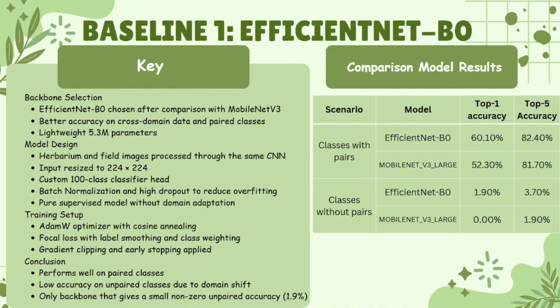Even so, baseline 1 is the only CNN model that achieves a small but non-zero accuracy on unpaired classes, reaching about 1.9%, while many other simple CNN models drop to 0. This shows that baseline 1 can still learn a small amount of transferable information, but the domain shift remains a major challenge. Next, I will pass the turn to Junwoon.